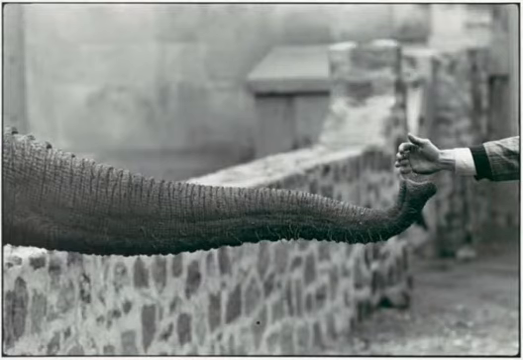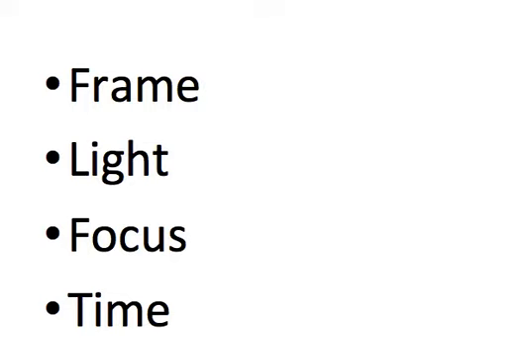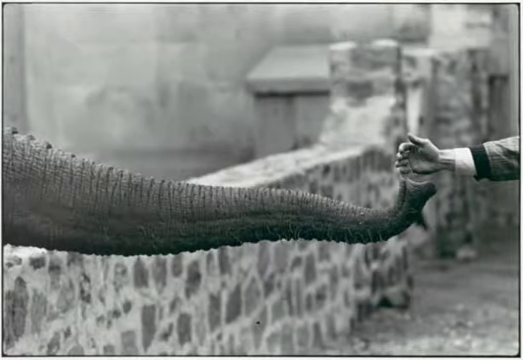The four concepts that I'm going to use to describe this photograph are frame, light, focus, and time. I'm going to start with frame. It appears to me that this photograph is actively framed. I say that because I see a careful attention to what is in and what is not in the frame.